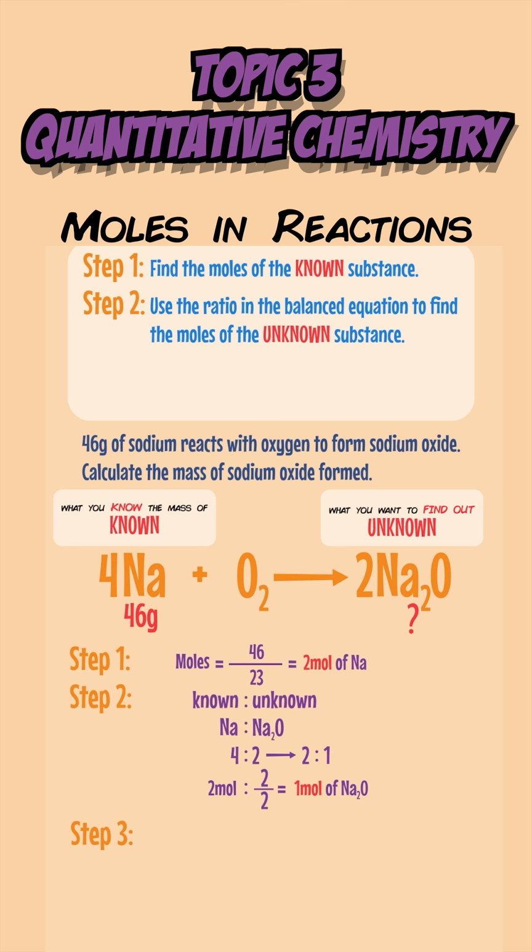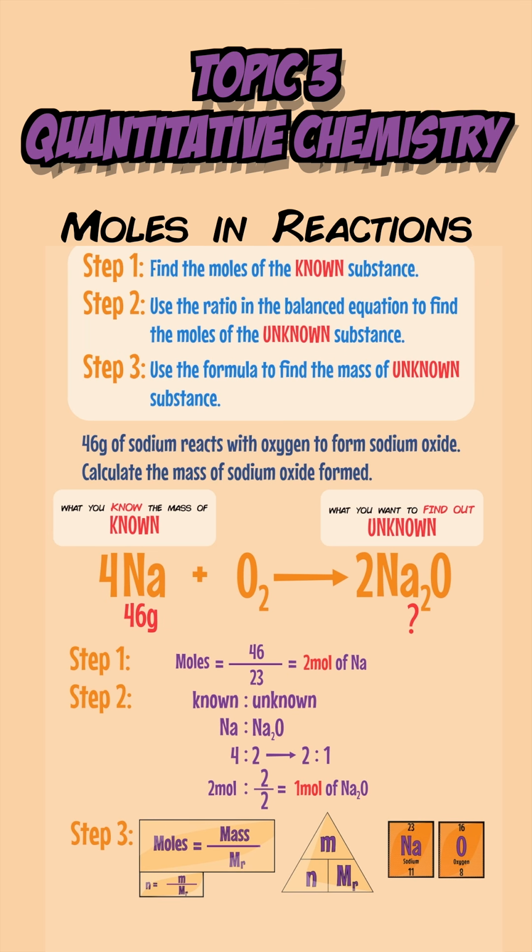Now that we know the moles of the unknown, we need to find the mass of it by using the moles equation again. But this time, we rearrange it to give mass is equal to moles times MR. This would be 1 mole multiplied by the MR of sodium oxide, which is 23 plus 23 plus 16, which gives a final answer of 62 grams.